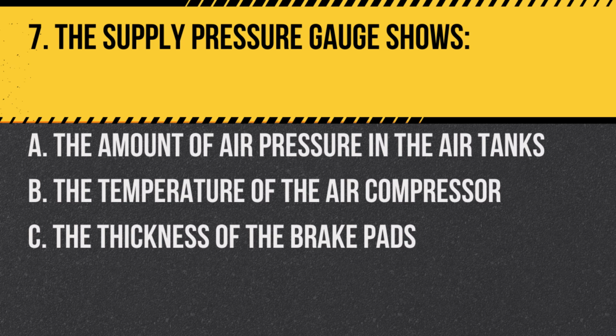Question 7. The supply pressure gauge shows: A. The amount of air pressure in the air tanks. B. The temperature of the air compressor. C. The thickness of the brake pads. Answer: A. The amount of air pressure in the air tanks. This gauge indicates the air pressure available for braking.